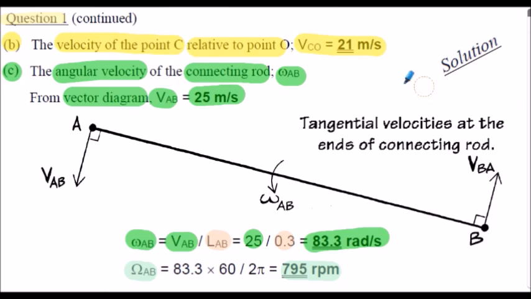Question one continued. So here we've calculated the velocity of point C relative to O. That's by measurement of the diagram. And we've also calculated the angular velocity of the conrod AB. Knowing the linear velocity of the conrod, VAB is 25 meters per second, and knowing the length of the conrod, 0.3 meters, we can calculate the angular velocity of the conrod. So omega AB is 83.3 radians per second. And I've also converted that here into RPM.